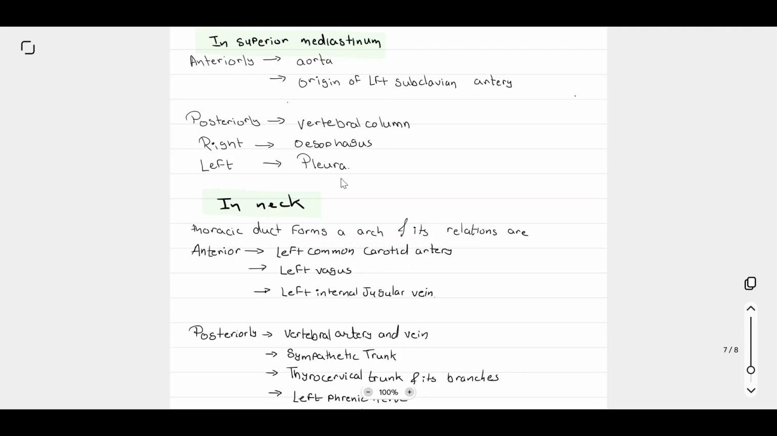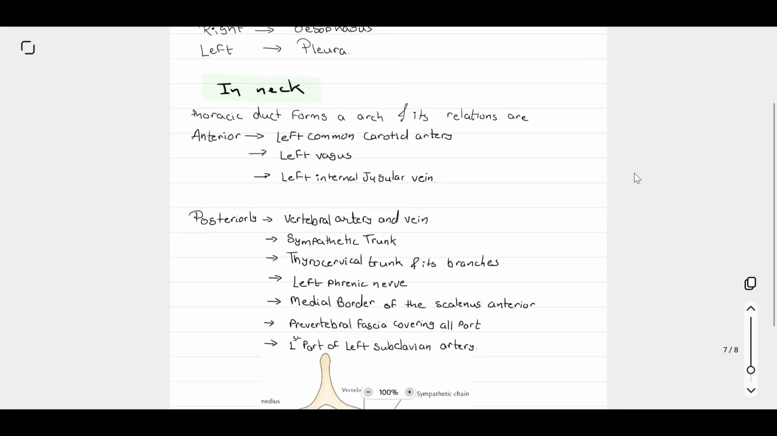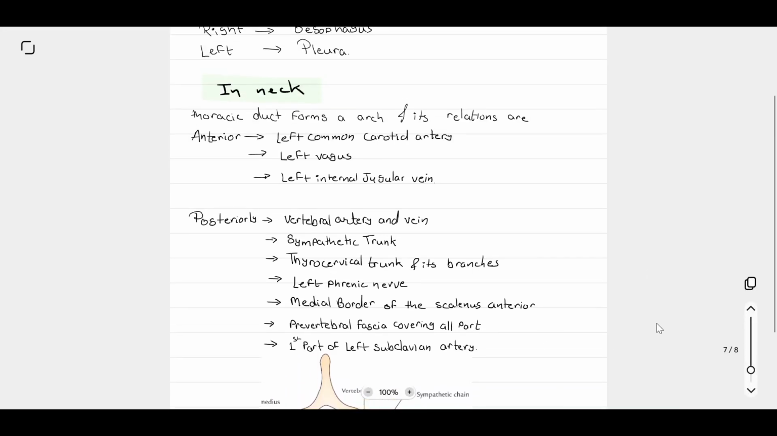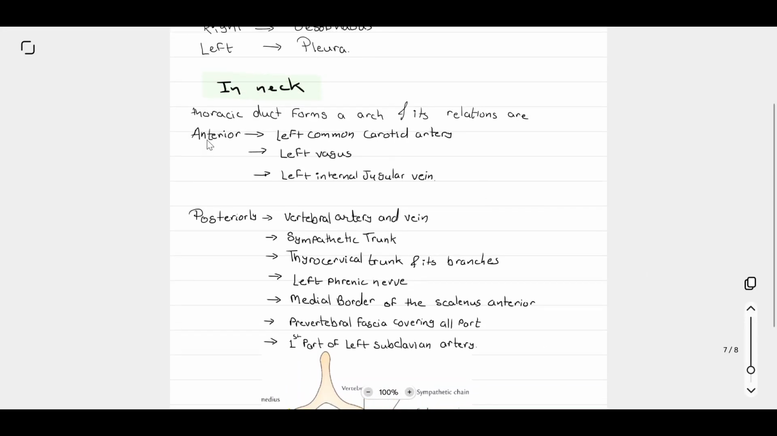In right I have esophagus, and in left I have pleura. And then again in neck, relations at the neck can be remembered by viewing this diagram and remembering this diagram. So one by one we will cover the relations. Thoracic duct forms an arch and its relations are anteriorly I have left common carotid artery.